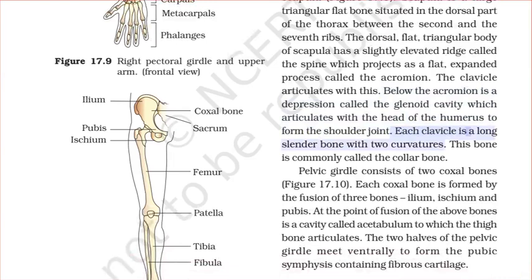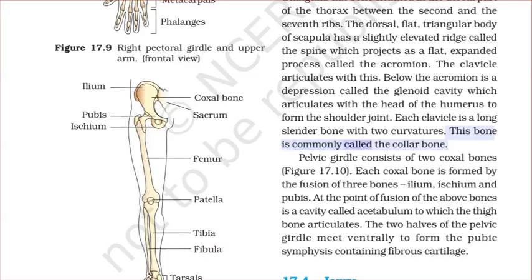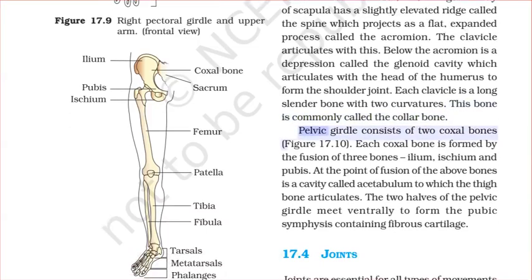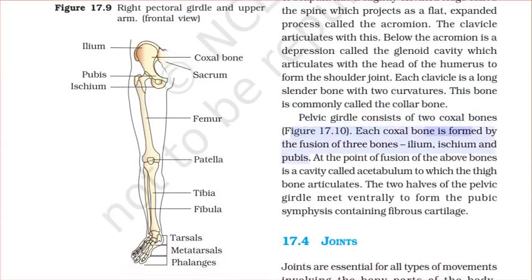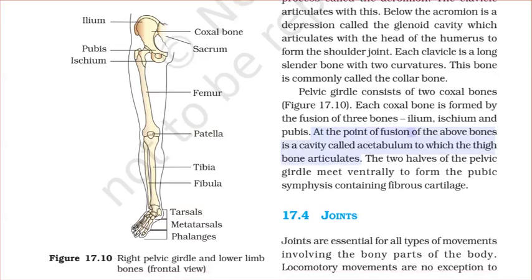Each clavicle is a long, slender bone with 2 curvatures. This bone is commonly called the collarbone. Pelvic girdle consists of 2 coxal bones. Each coxal bone is formed by the fusion of 3 bones: ilium, ischium, and pubis. At the point of fusion of the above bones is a cavity called acetabulum to which the thigh bone articulates.